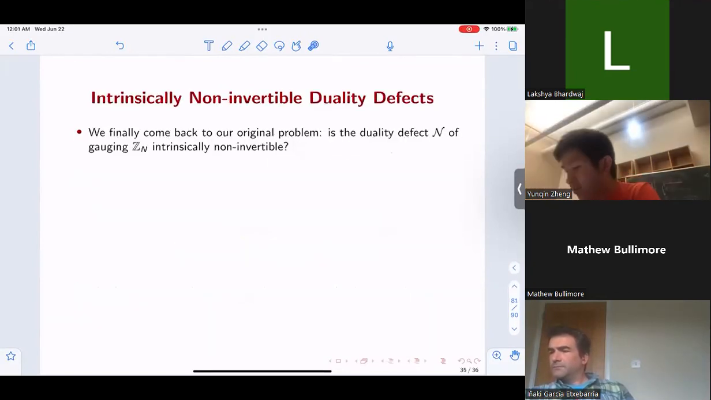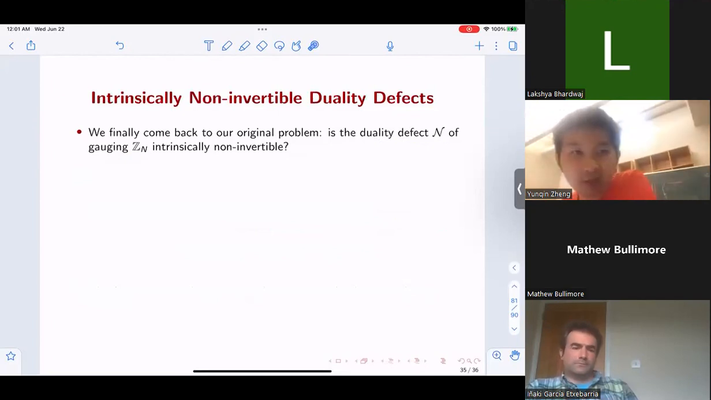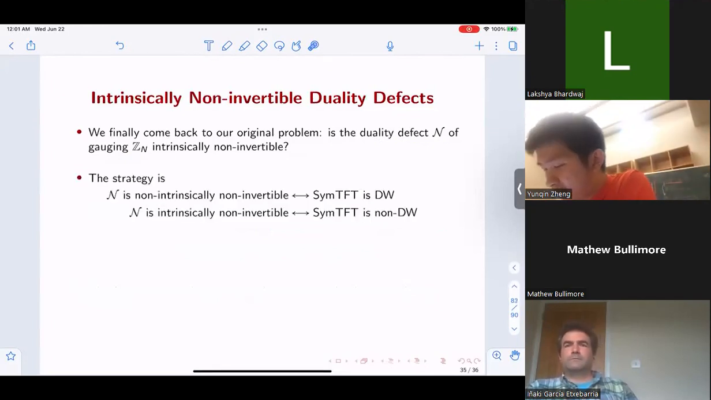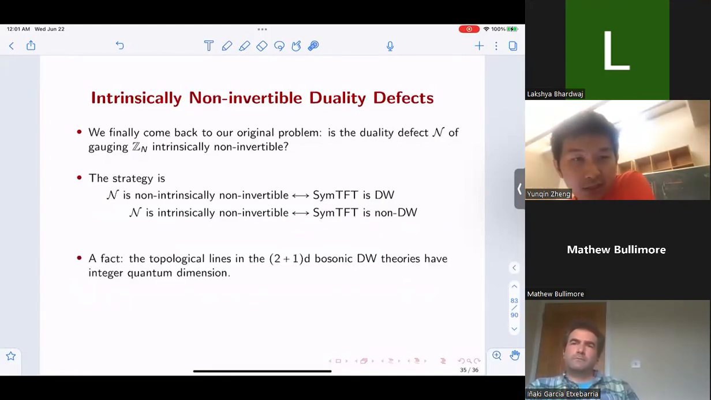Okay, so let's finally come back to our initial problem: is the duality defect defined by gauging Zn intrinsically non-invertible? Remember that our strategy is that the duality defect is non-intrinsically non-invertible if the symmetry TFT is Dijkgraaf-Witten, and intrinsically non-invertible if the symmetry TFT is not Dijkgraaf-Witten. In order to proceed, let's use a fact, which is that the topological lines in 2+1 dimensional bosonic Dijkgraaf-Witten theories have integer quantum dimension.